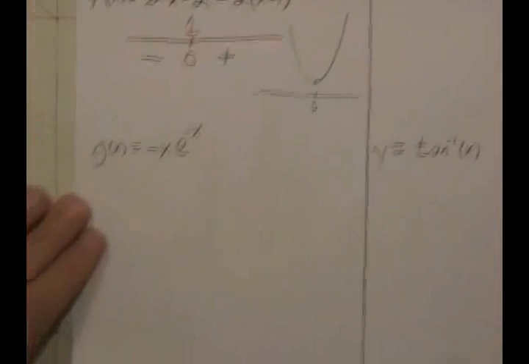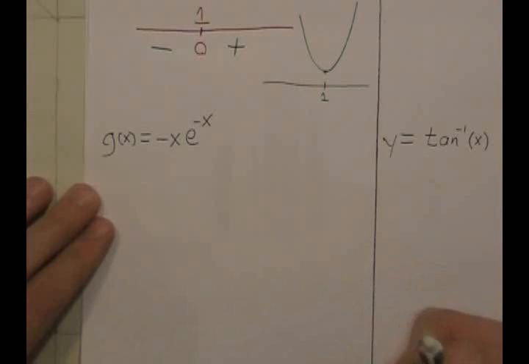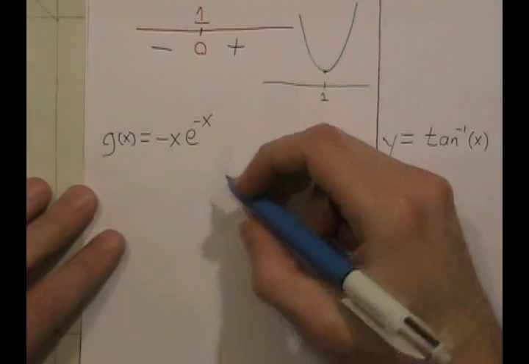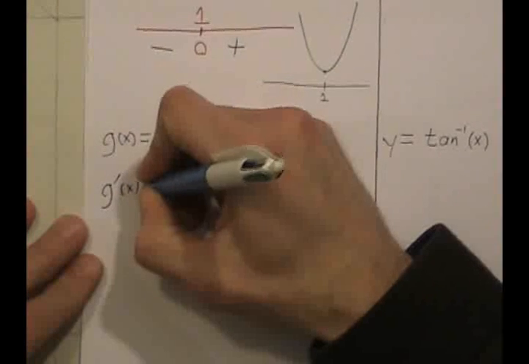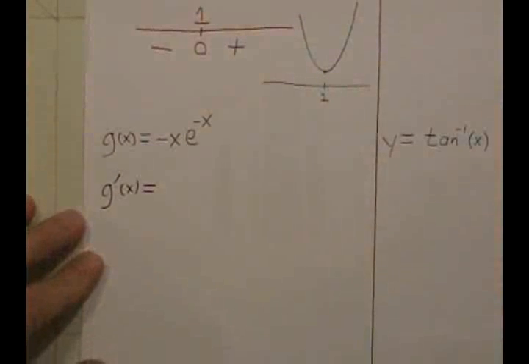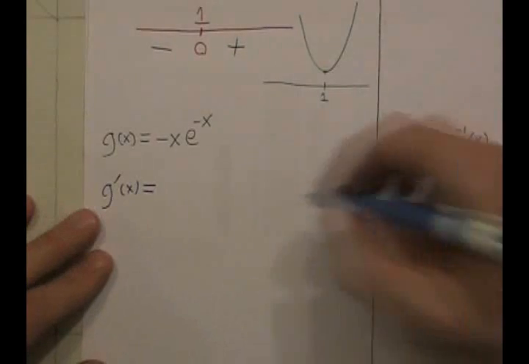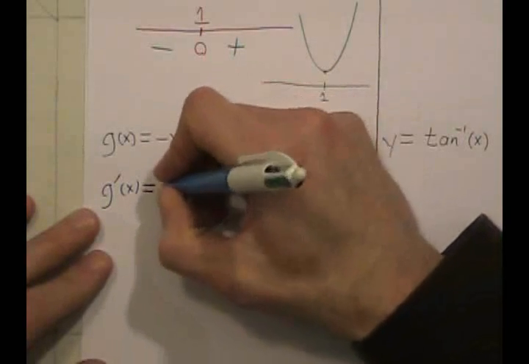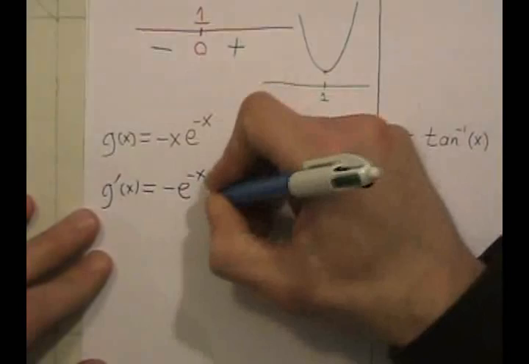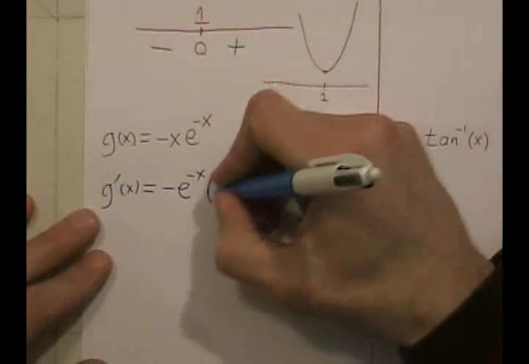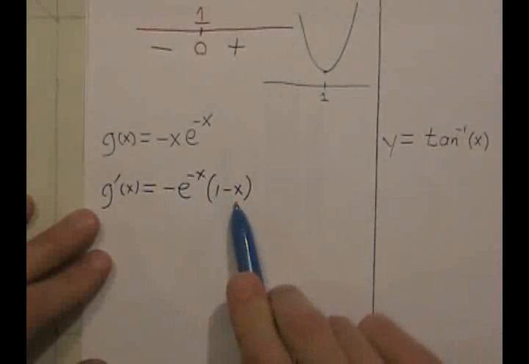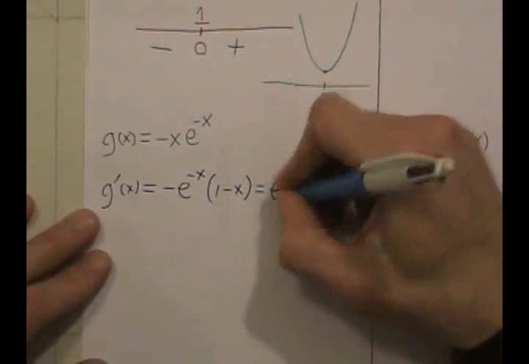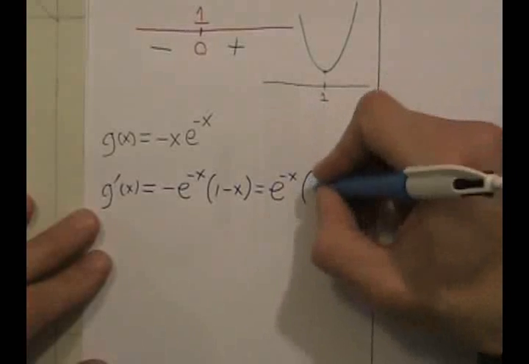Now let's take a second example here. Minus x e to the minus x, a little more complicated. I'll save you the work. If you just do the derivative, g prime of x equals, once you do the product rule and you work this out and you factor it completely, what you'll get is minus e to the minus x times the quantity 1 minus x. If you want, you could factor this negative inside and you could get e to the minus x times x minus 1.